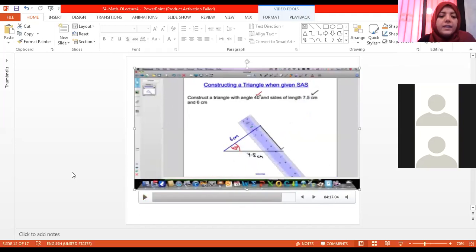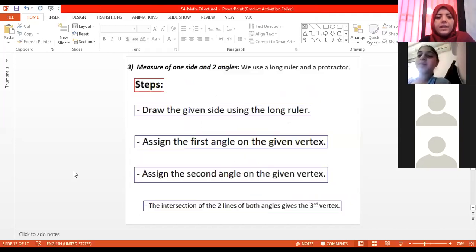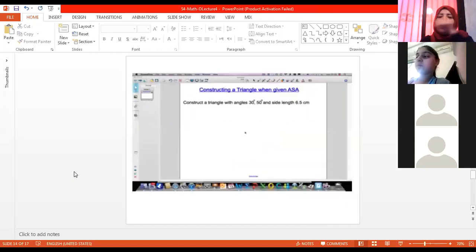Okay, great. Now the third case, which is one side and two angles. Okay, so it's very easy. You draw the line, you put the protractor on the first side, and then you put the protractor on the second side, and the point of intersection of those two lines is going to be the third vertex.